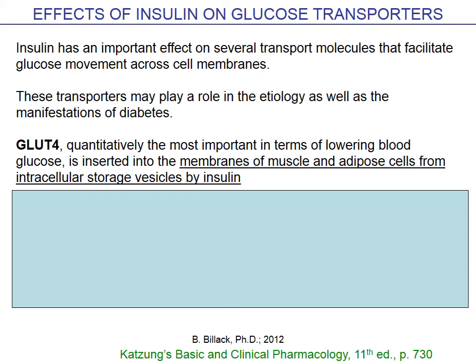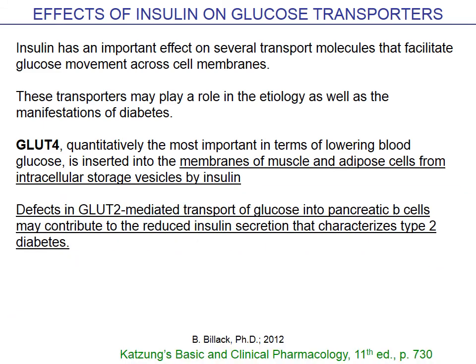Okay, so GLUT4 is quantitatively the most important one in terms of lowering blood glucose. It gets inserted into the membrane of muscle and adipose cells from intracellular storage vesicles in response to insulin, and so we call it the insulin-sensitive glucose transporter.